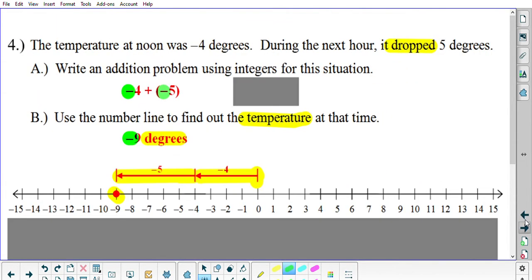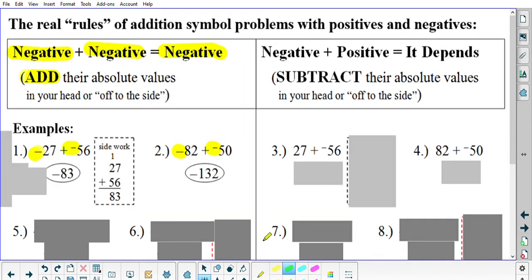So how can we explain that without using stuff above number lines? Well, again, go back to the second page. Here's the scenario. When you have a negative plus a positive, the answer could be positive, it could be negative, it depends. It's actually going to depend on which number has the bigger absolute value.